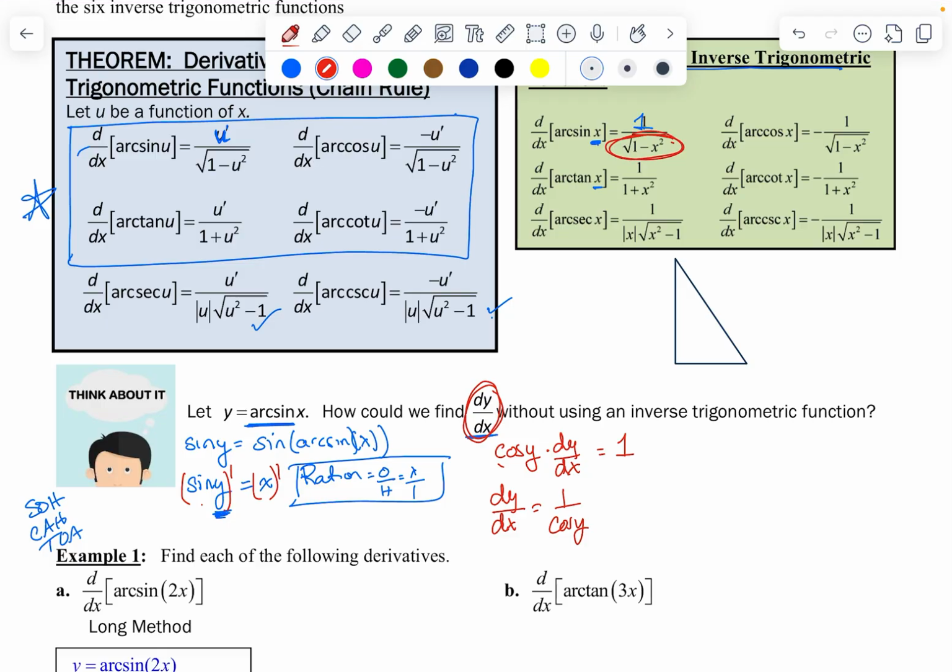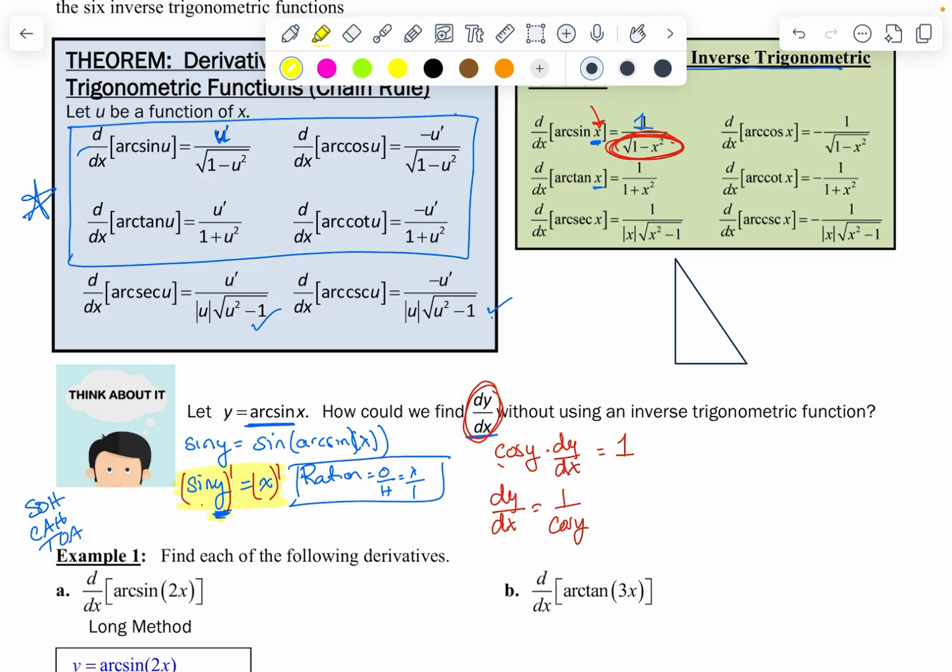Now, where did this come from, right? Why can't we just leave it as cosine of y? Well, the formula is in terms of x because our inverse trig function is in terms of x. So in order to figure out where that square root of 1 minus x squared came from, we are going to use this triangle. And we're going to use the information that came from the original problem right here.